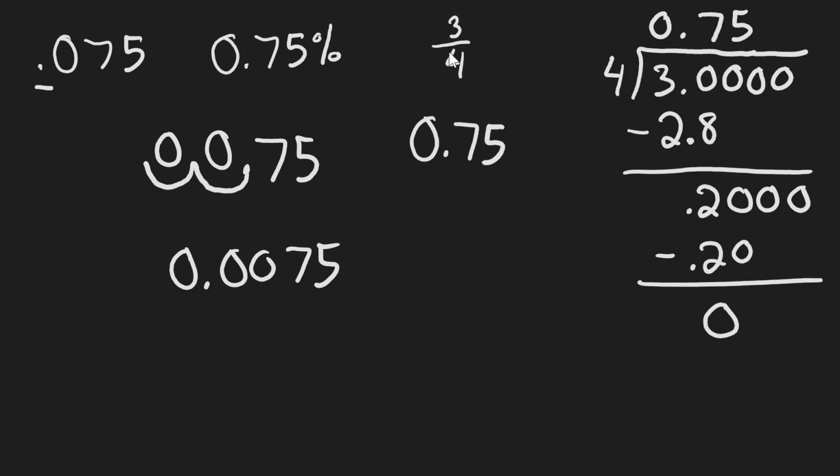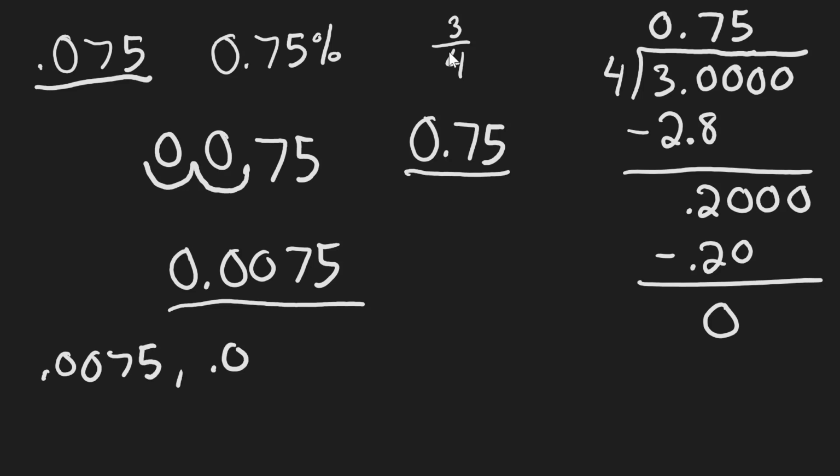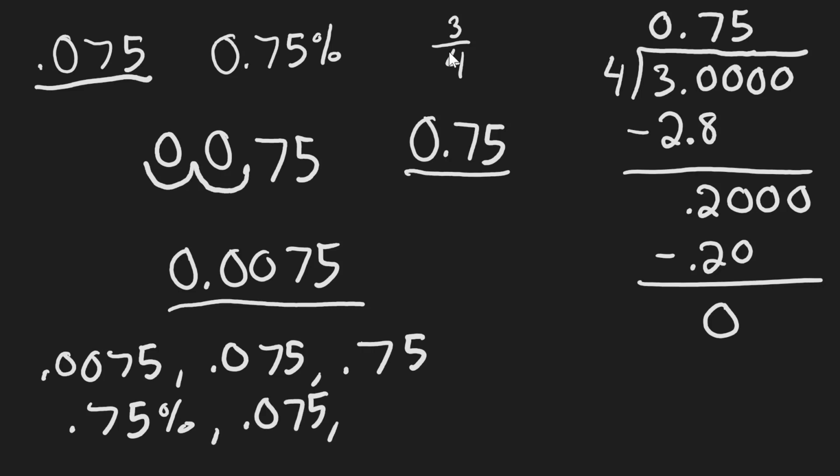Anyway, now we have 0.075, we have 0.0075, and we have 0.75. And so now we can see that 0.0075 is the smallest, followed by 0.075, followed by 0.75. Or in other words, 0.75% is the smallest, followed by 0.075, followed by 3/4. This is the correct answer.